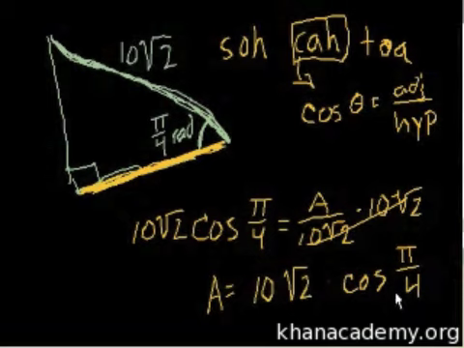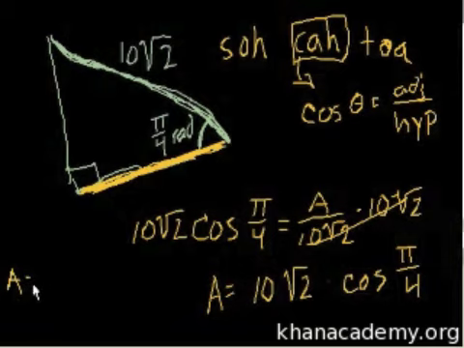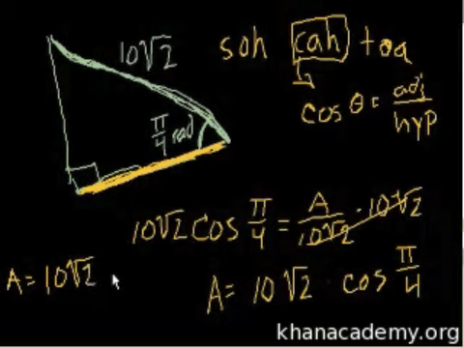Since I don't have any table of trig values at my disposal right now, I'll just tell you what the cosine of pi over 4 is. The cosine of pi over 4 is square root of 2 over 2. So A, which is the adjacent side, A for adjacent, is equal to 10 square roots of 2 times square root of 2 over 2.